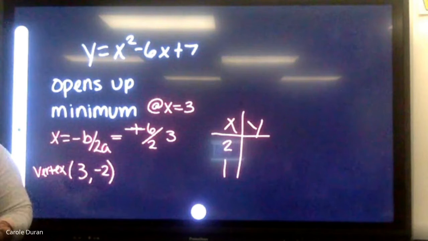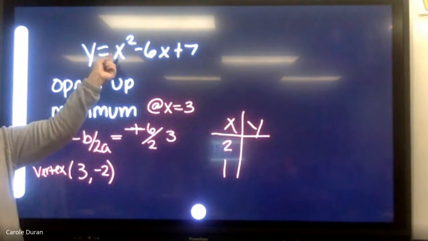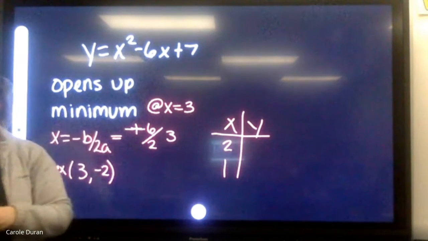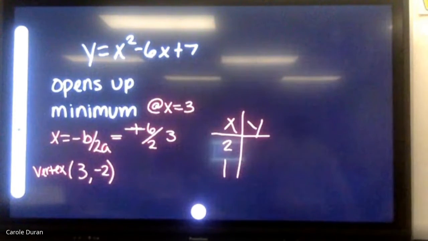You take 2, plug it in. What's 2 squared? What's 6 times 2? You just plug it in and solve it. We are all doing this right now, right? It's really good practice.